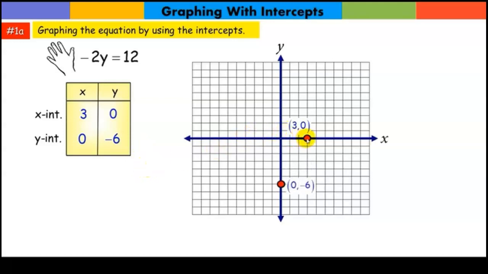And now it's just a matter of connecting the dots and extending. And then you would use a nice straight edge and knowing to extend all the way to the boundary of our coordinate plane. So with 2 very simple points, we have graphed that line.